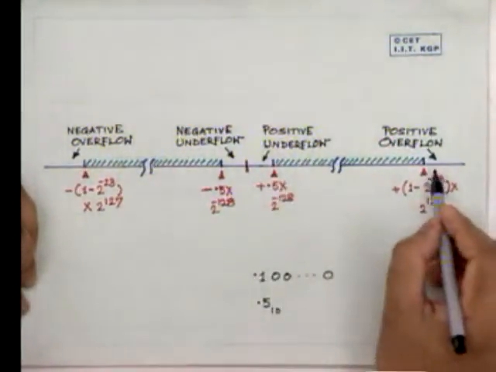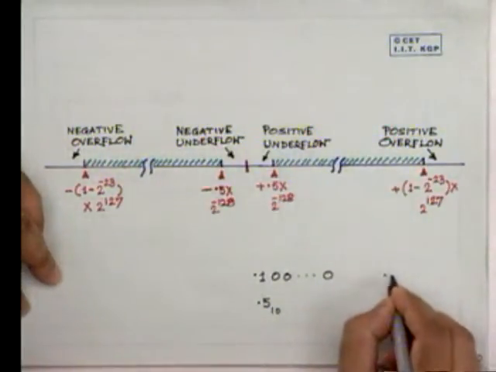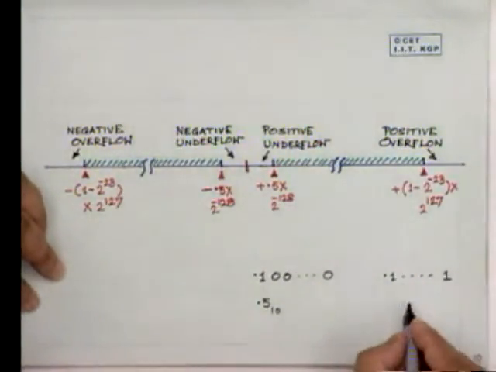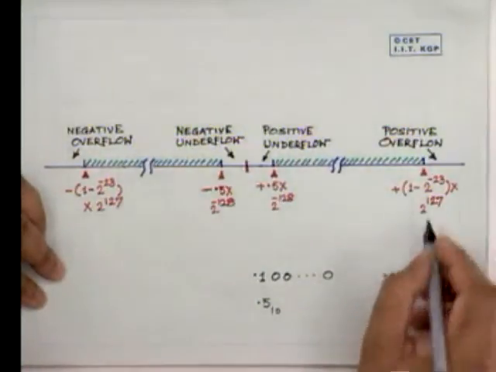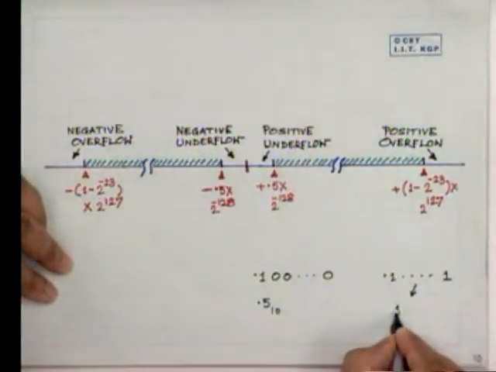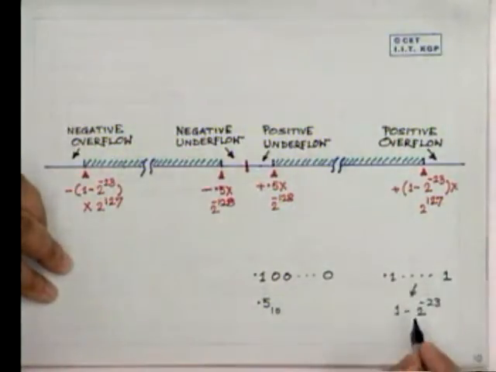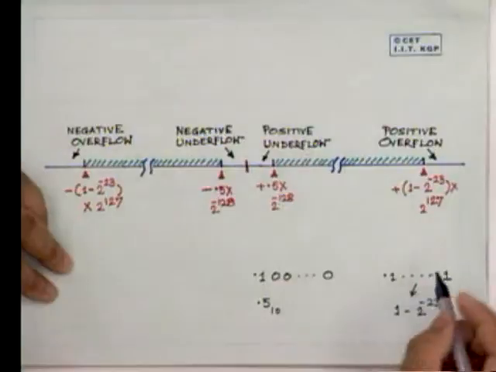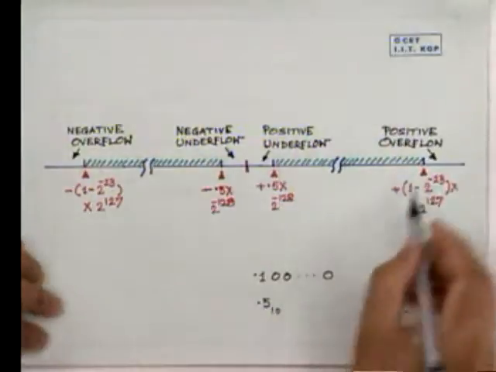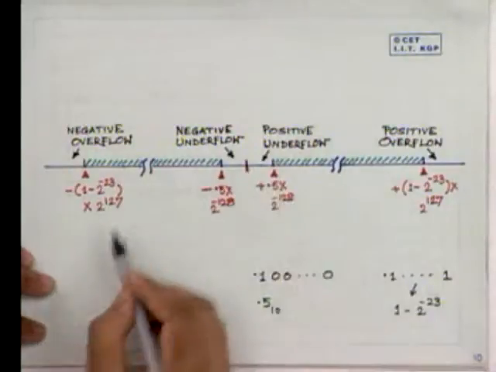On the positive side, similarly, the highest number that you can represent is when the mantissa is 0.1 and all ones, that means all 23 bits ones, and the exponent is the maximum value, which is 127. The mantissa's value in decimal is 1 minus 2 to the power minus 23, when all ones are there in 23 positions. Therefore, this is the maximum positive number that we can represent. Beyond that, there will be a positive overflow, and below the minimum, there will be a positive underflow.